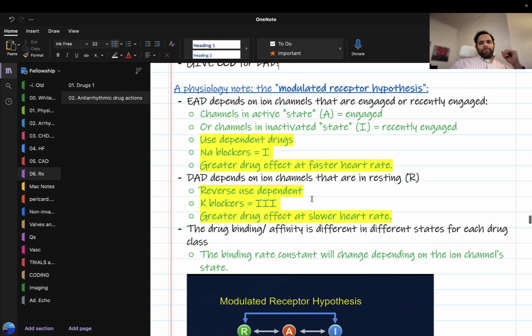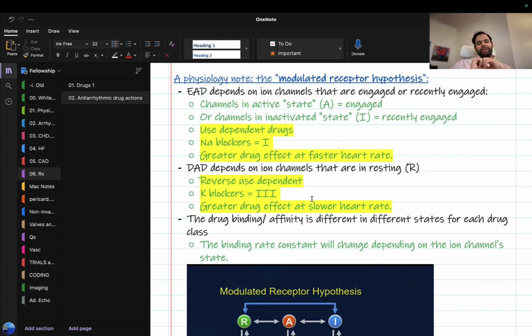Okay, so now remember when I told you we're going to discuss what it means to have use dependent and reverse use dependent, just to clarify things, because we also talked about pause dependency in relation to use dependency, and we talked about rate dependency in relation to the lack of both. And this will explain why physiologically. Early afterdepolarization depends on ion channels that are engaged or recently engaged. So that is either the inactive state or the active state, but not the resting, right?